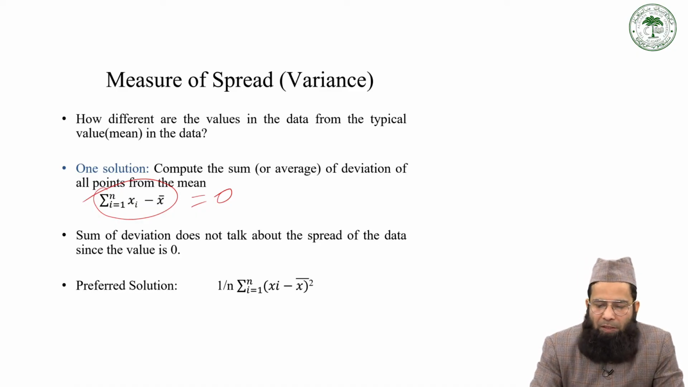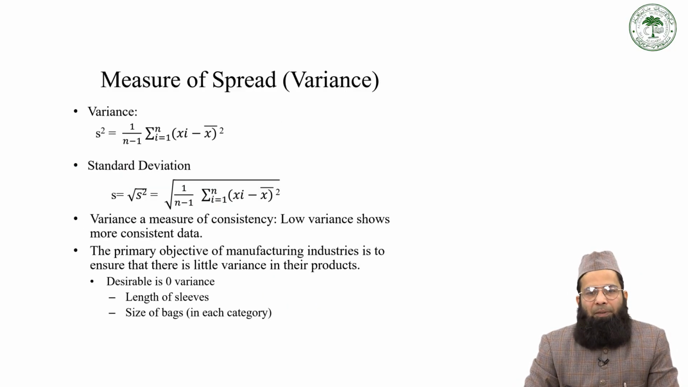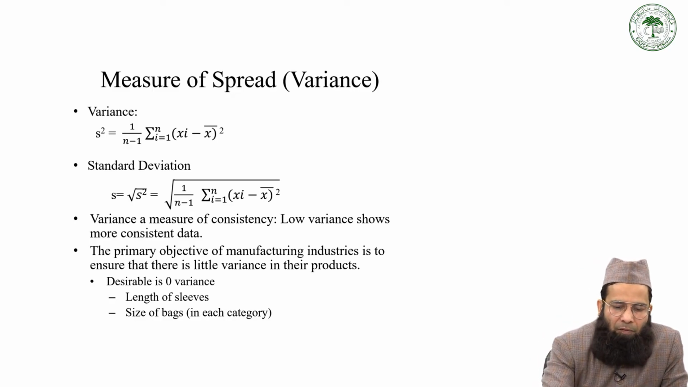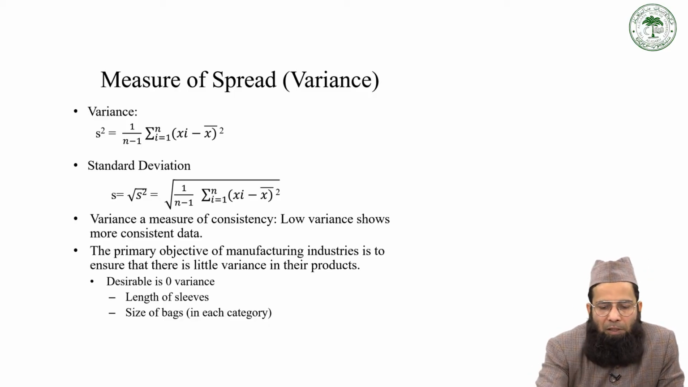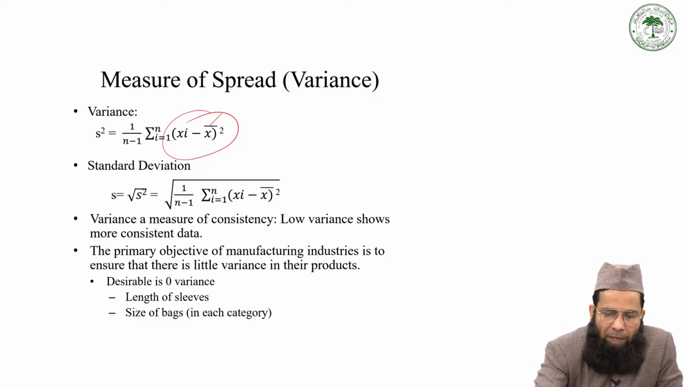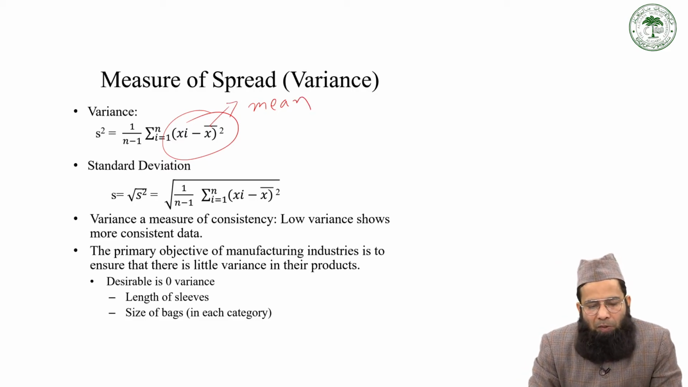So the preferred solution is to take the square of all these and divide by the number of elements. The measure of spread, the variance of the sample, is 1 divided by n minus 1, and then the summation of (xi minus x bar) squared, where x bar is the mean. And standard deviation is the square root of s square, which is the square root of variance.